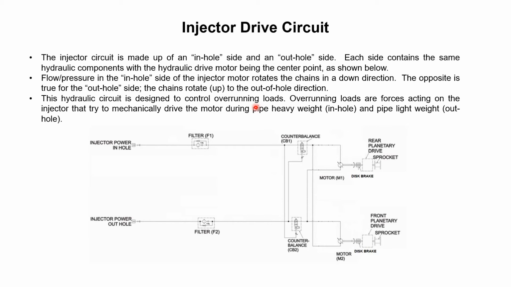Overrunning loads are forces acting on the injector that try to mechanically drive the motor during pipe heavyweight in-hole and pipe lightweight out-hole direction. What does it mean? It means that when we are at greater depth, our coil tubing pipe will have a huge weight. Due to this weight, there will be a downward force which will be more than the driving speed of the motor. In that particular scenario, we have to control the motion of the motor. To control the motion of the motor, we have installed these two counterbalance valves, to avoid the increase in speed due to the weight of the coil tubing pipe.